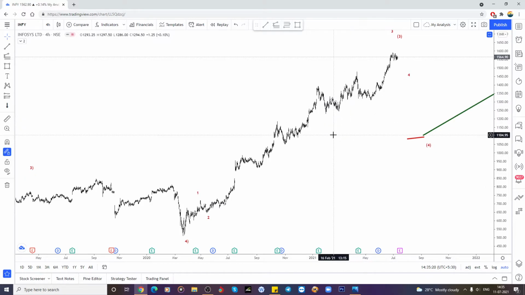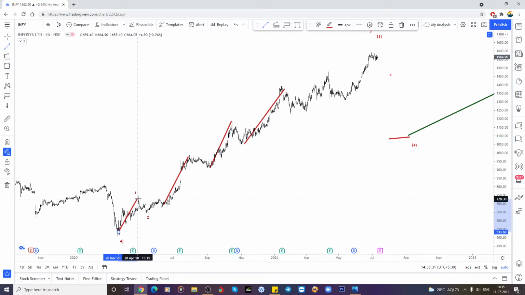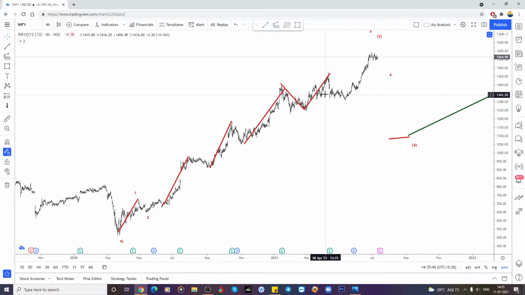So it looks like, see from here also, 1 3 5. So here if this is 1, then this is 3, 4 and 5, and I am expecting the rejection, but it keeps going on to the higher side. So that means we have to change this count, and here we can start from 1 2 3 4 5. So this could be wave 1, this could be wave 2, this could be wave 3, this could be wave 4, and this could be wave 5, which means the earlier count is invalid but it is still going on.